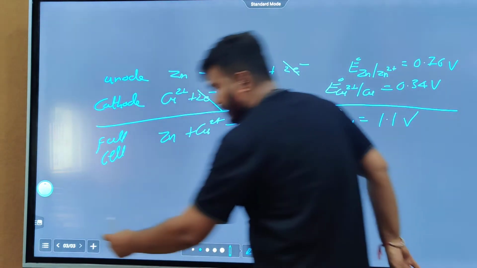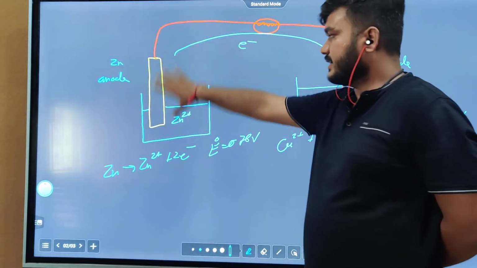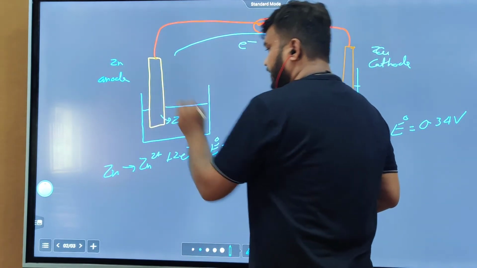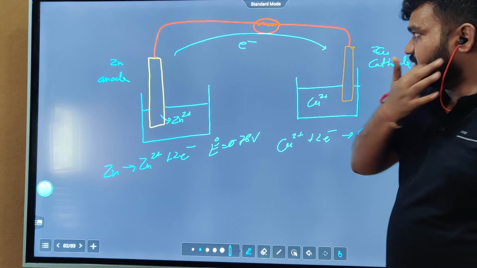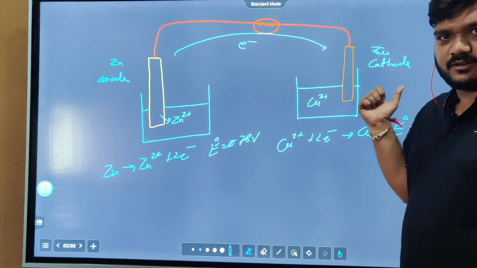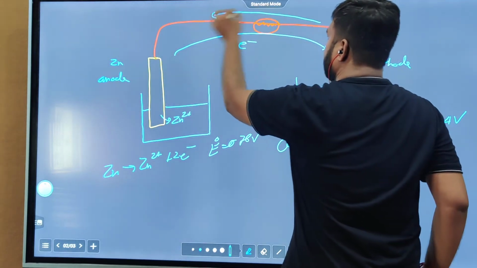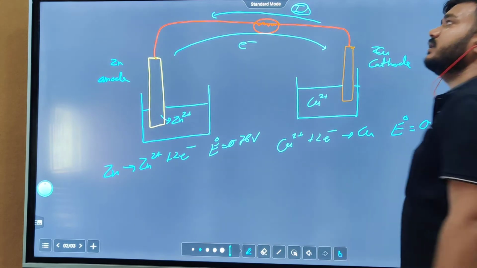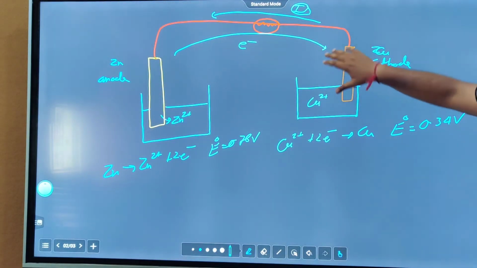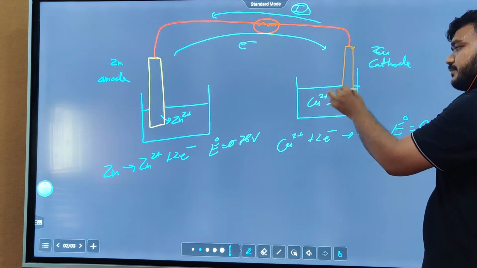Clear? Now let us move backward and see. Zinc is oxidizing, Zn2+ is going into the solution, right? Positive ion concentration is increasing, electron is flowing through the wire. So if this is the direction of flow of electron, then what is the direction of flow of current? It will be opposite. So this is the direction of flow of current. Now here, electrons are entering, Cu2+ is going to the rod.